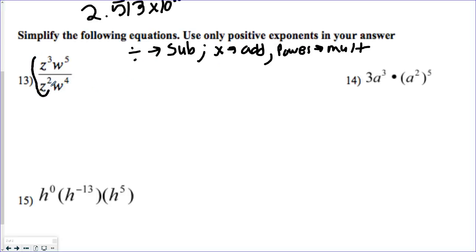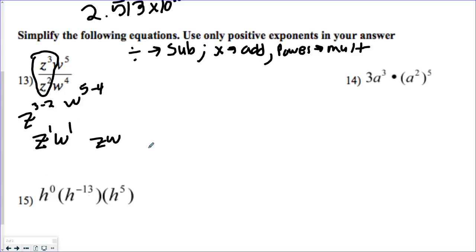So that means that if I take these two here, z to the third times z to the second is going to be z to the 3 minus 2, which is just going to be z to the first. I do the same thing with the w's. So w to the fifth divided by w to the fourth is w to the 5 minus 4, which is just w to the first. You could have also written it as just zw. That's the same thing as well, because you don't have to write the 1 there if you don't want to. But both these answers would be correct.